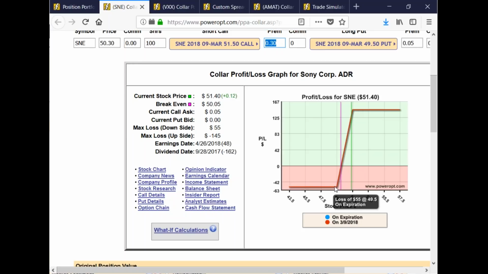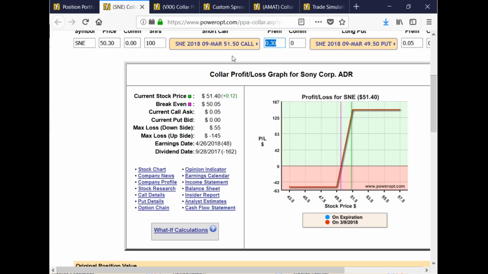Would I let that happen? No. Why? If I just hold it through expiration, let the call and put expire worthless, well, I've lowered my cost basis down to about 50.25, and the stock's at 51.40. I'm looking pretty good. But what happens over the weekend? As if Monday Sony drops down 2 points and is trading at 49.40.